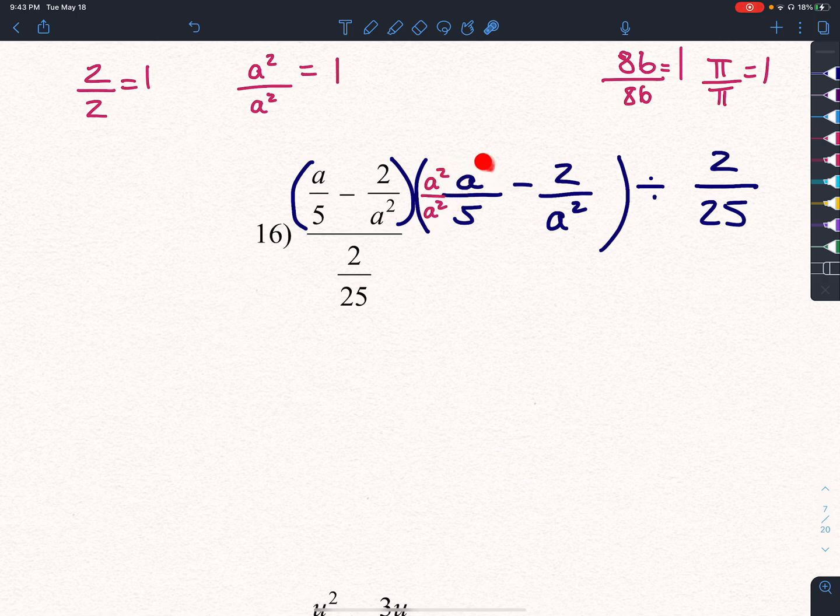I'm not changing anything. This entire expression is preserved. I'm just creating a common denominator on the bottom. So now I have a denominator of a squared times 5, and I want the same thing on this side. I also want an a squared times 5. So to get that, the bottom is going to need to be multiplied by 5. But in order for me to not change this entire thing, I can't just multiply by 5 on the bottom. I have to also multiply by 5 on the top so that I don't change anything.